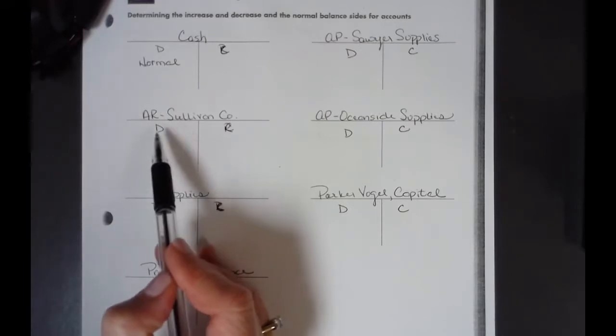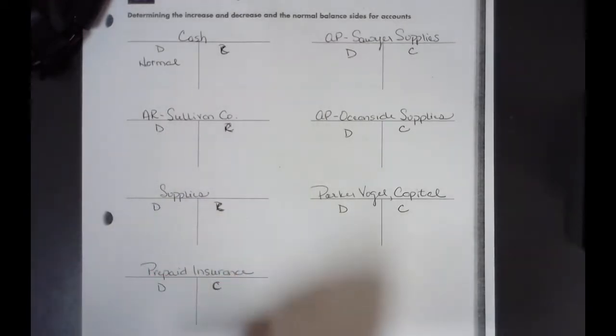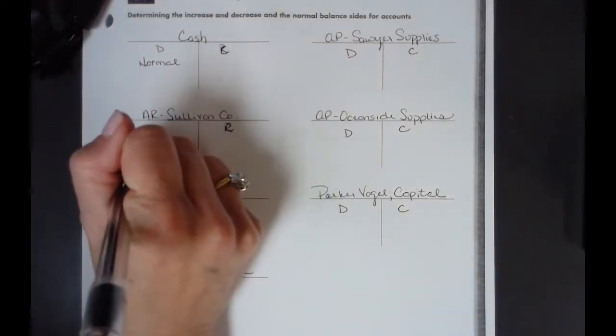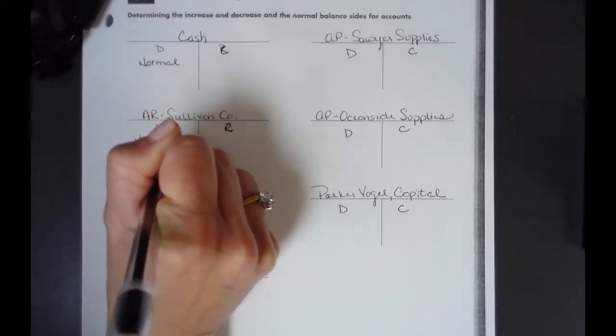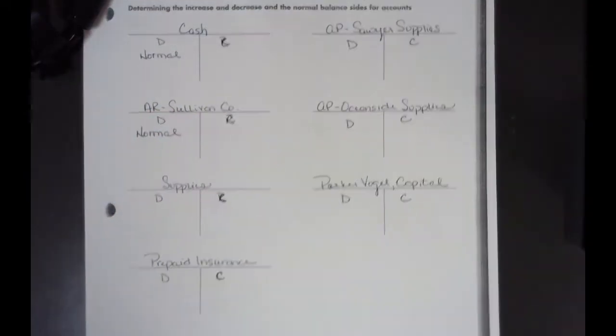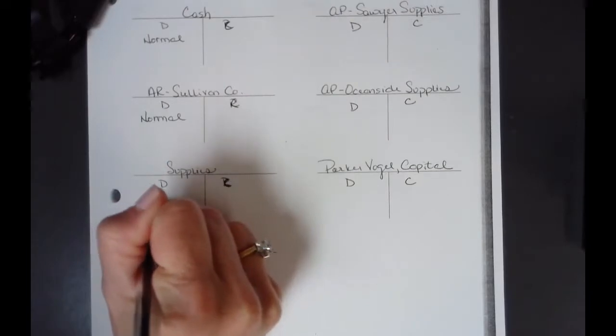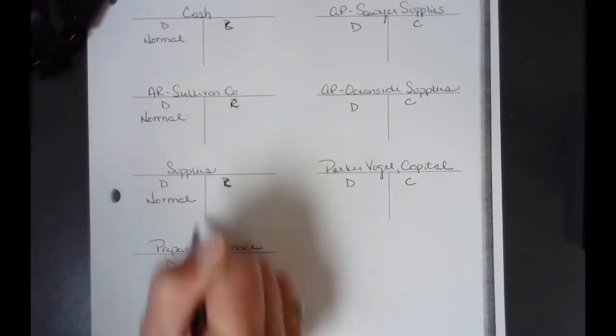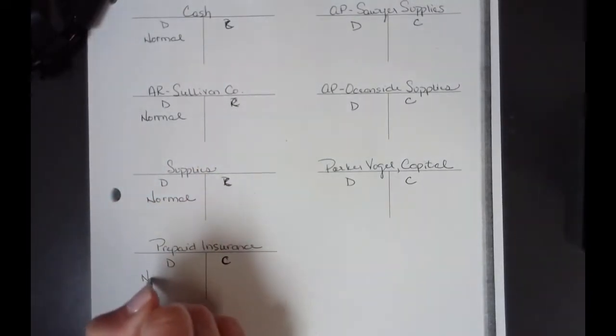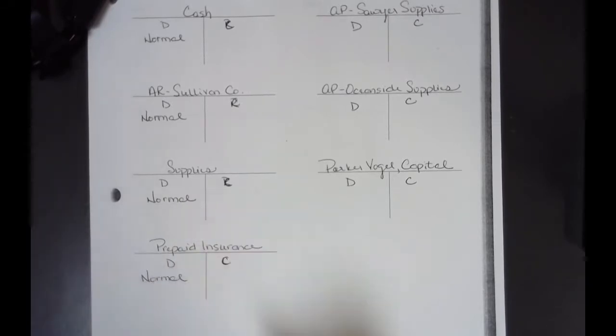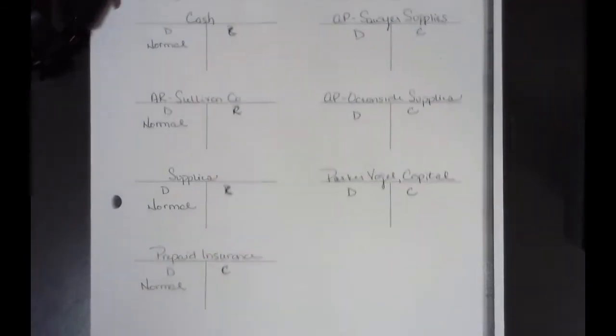Accounts receivable is an asset. Assets occur on the left side of the accounting equation. So the left or debit side is the normal balance side. Supplies is going to work the same way, as is prepaid insurance. These all have normal balances on the debit side.